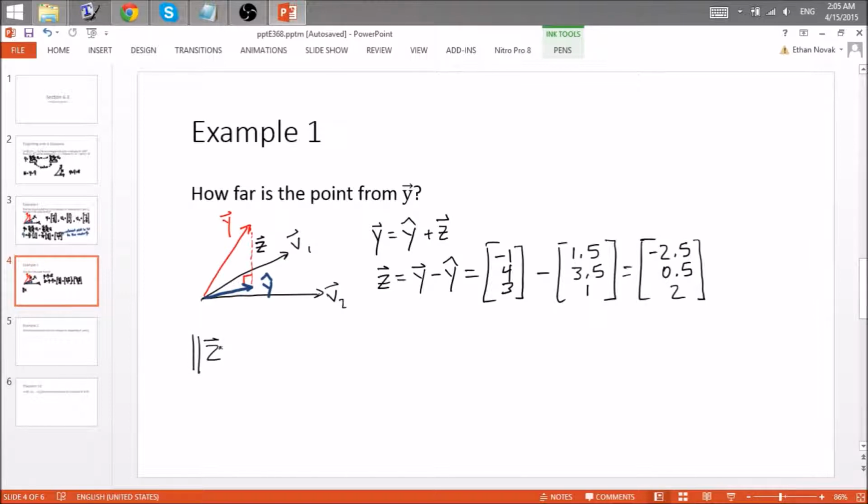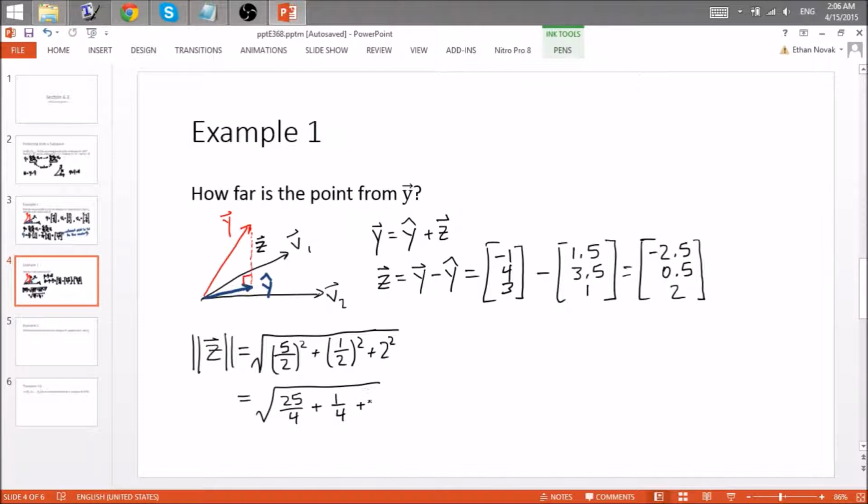So now we want to find the magnitude of the vector z, that is the length of the vector z, and that's equal to the square root of the sum of the components squared. So that's 25 over 4 plus 1/4 plus 4, or 26 over 4 plus 4. So this will come out to the square root of 10.5.